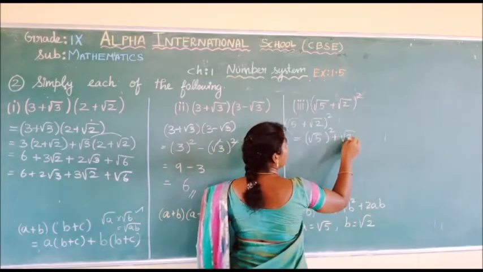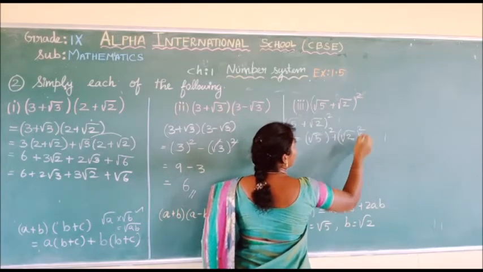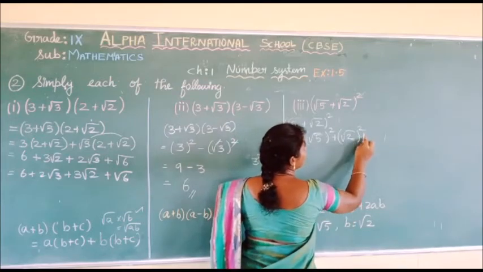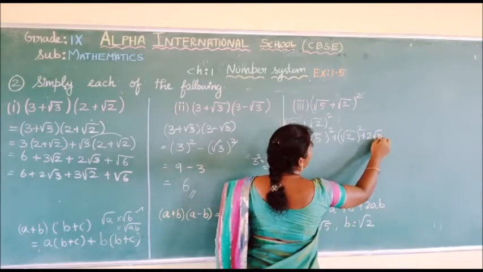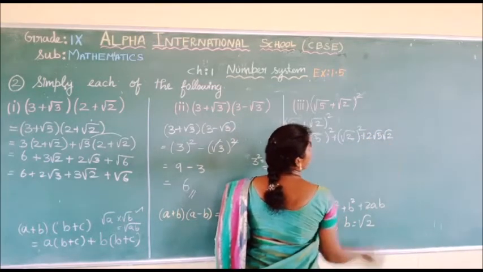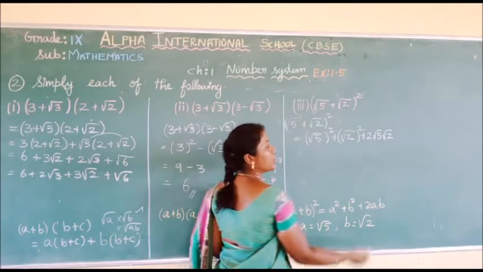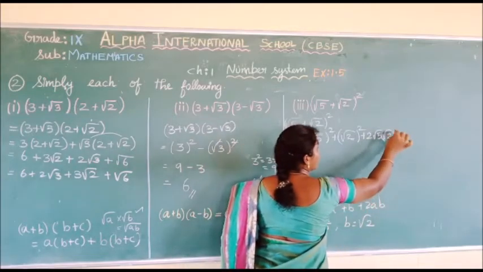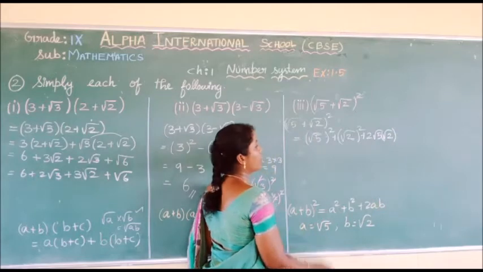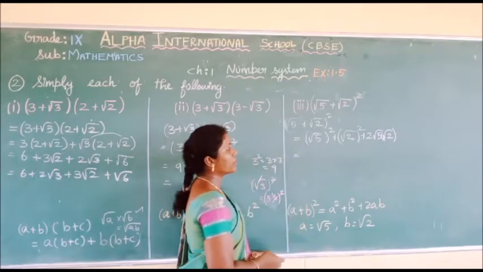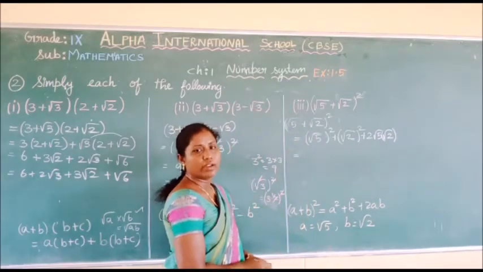So root 2 the whole square plus 2ab, so plus 2 into root 5 into root 2. You can put the multiplication symbol or you can use the bracket. Okay, fine. Now root 5 the whole square.